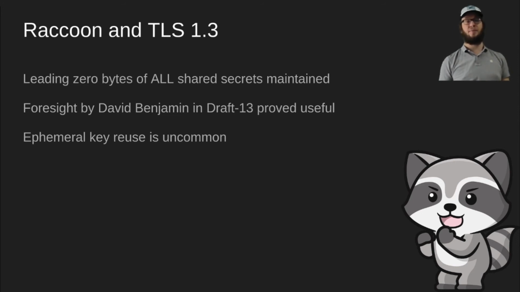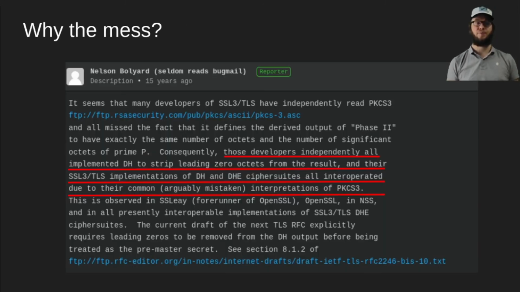newest version of TLS. Fortunately, TLS 1.3 preserves leading zero bytes for elliptic curve Diffie-Hellman as well as finite field Diffie-Hellman. Therefore, only implementation-specific side channels may leak the leading zero bytes. David Benjamin introduced this change in draft 13, which prevented the protocol from breaking. Additionally, ephemeral key reuse is less prevalent in TLS 1.3 than it was in TLS 1.2. And therefore, it's not usually exploitable. However, there are variations of TLS 1.3 that explicitly encourage key reuse and therefore make implementations potentially affected by the Raccoon attack.